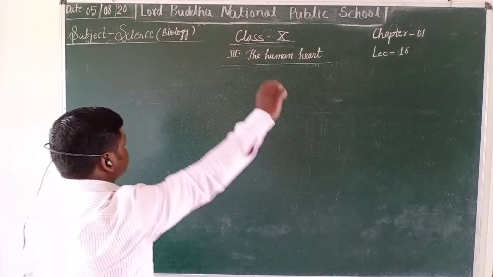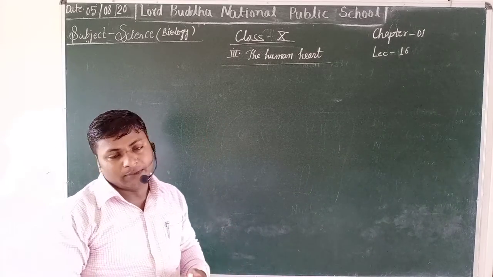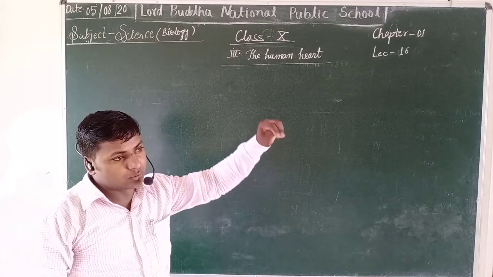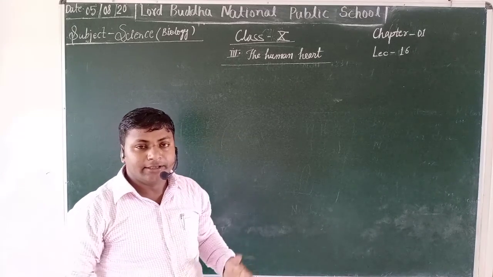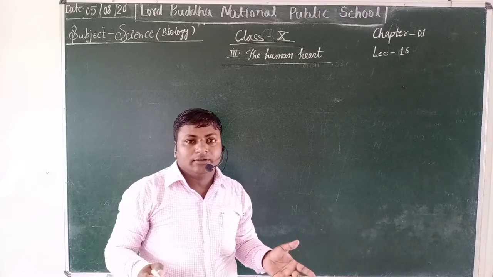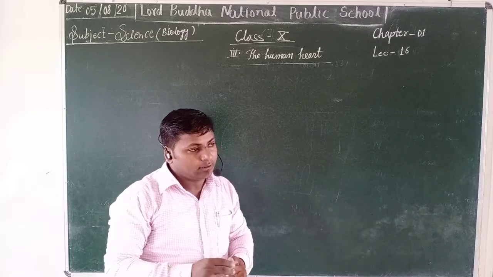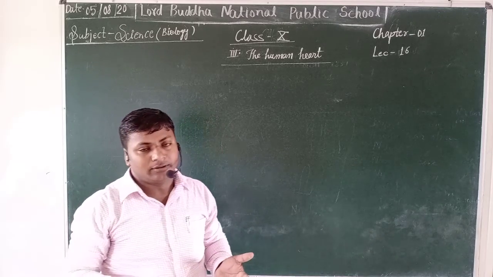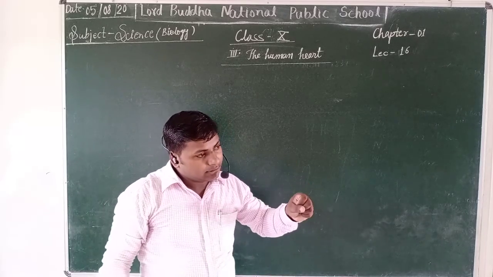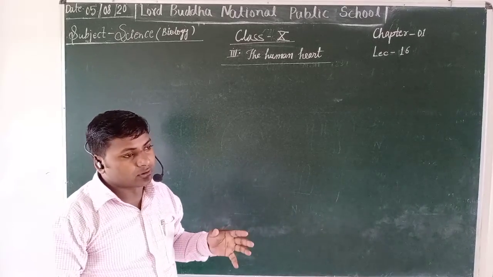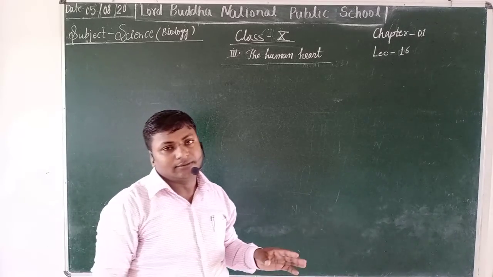Now students, first I want to define the human heart. A human heart is just like a closed fist, just like this. It is present between our two lungs, with most of it, about two-third part of the human heart, lying on the left side. It is a thick muscular organ situated in a cavity that is called the pericardial cavity.